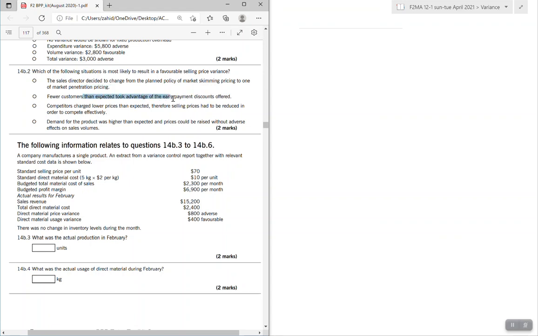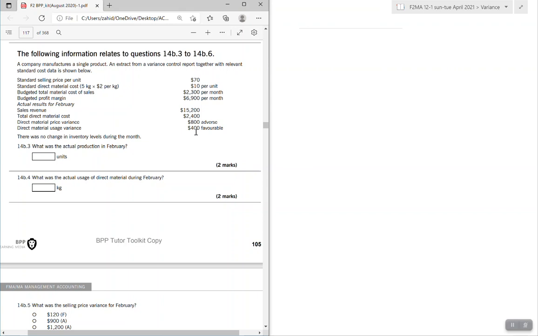Fewer customers than expected took advantage of early payment discount offered. Payment discount doesn't have anything to do with price. It is an administrative expense. Competitors charge lower prices than expected. Therefore, selling prices had to be reduced in order to compete effectively. Again, this would make price lower. Demand for the product was higher than expected, and prices could be raised without effect on sales volume. This could be the answer.